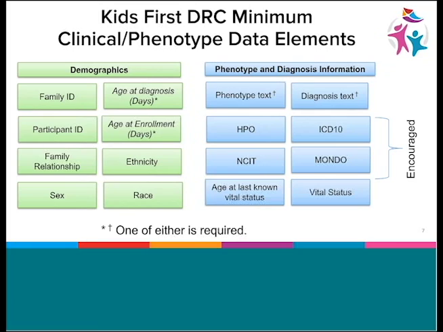We came up with a list of minimal clinical phenotypic data elements that we are requesting, if possible, the X01 investigators give us. And if you're a new X01 investigator, these are basically the fields that we would request as a minimum from your study. Family ID, participant ID, everything on the left is pretty much demographics. On the right are the basics of the phenotype text.